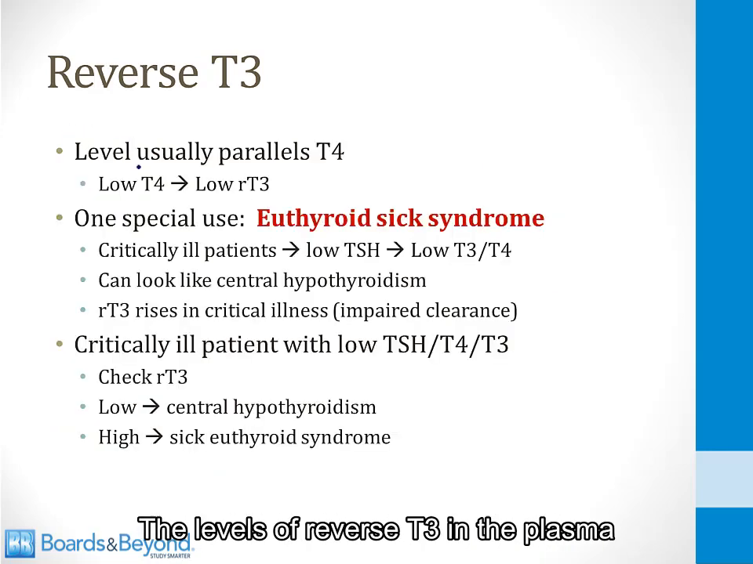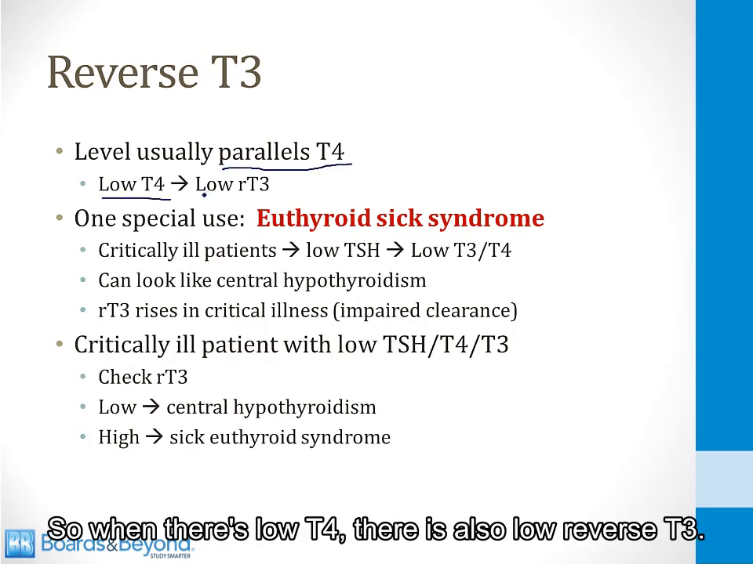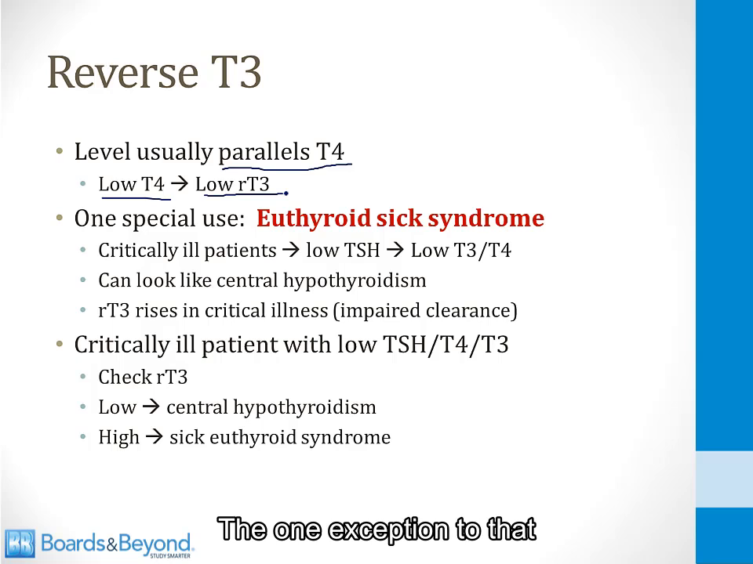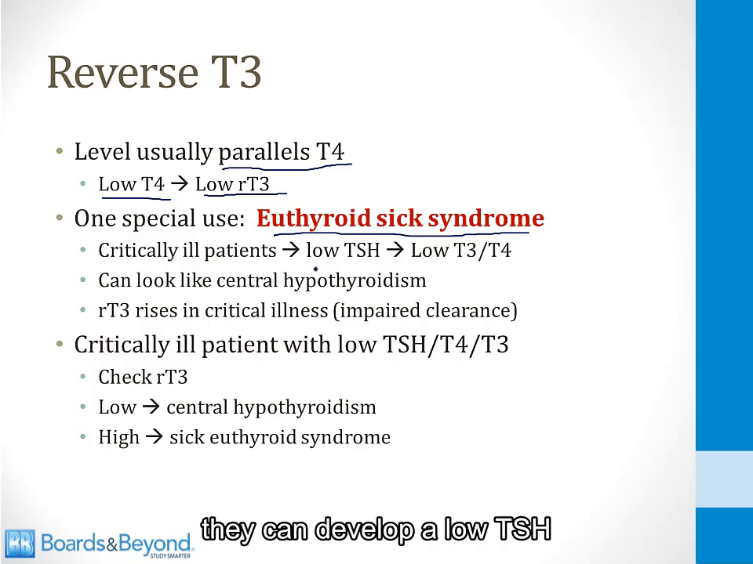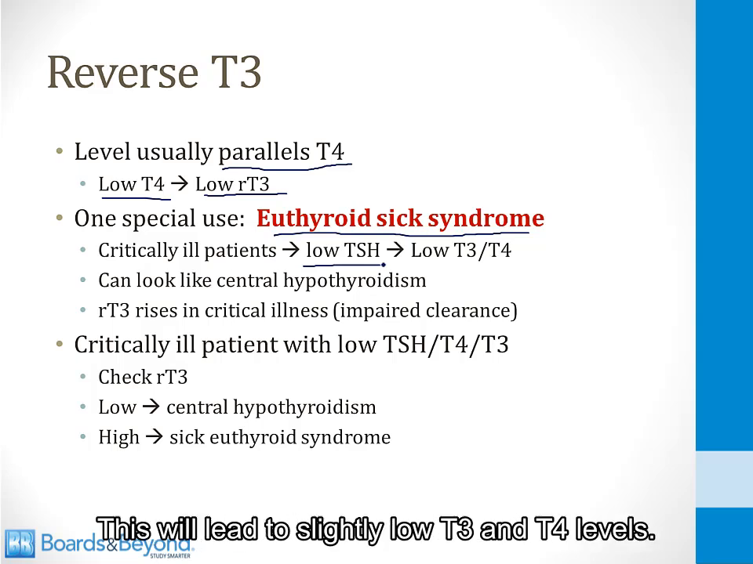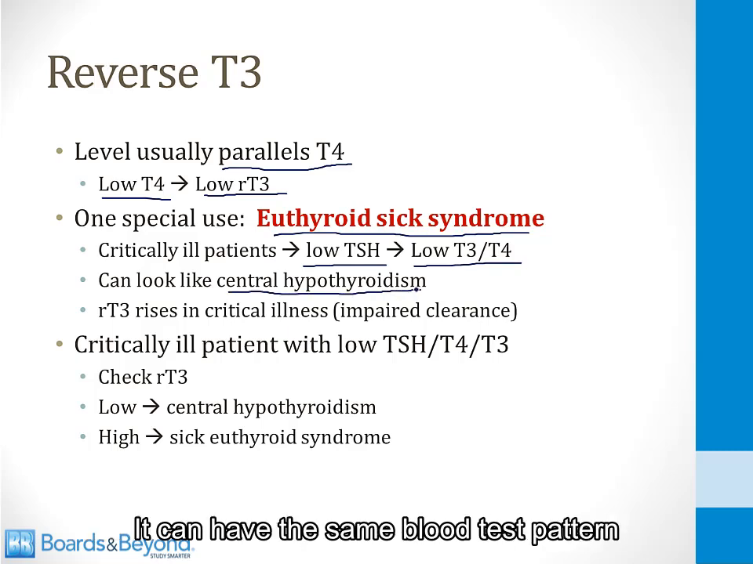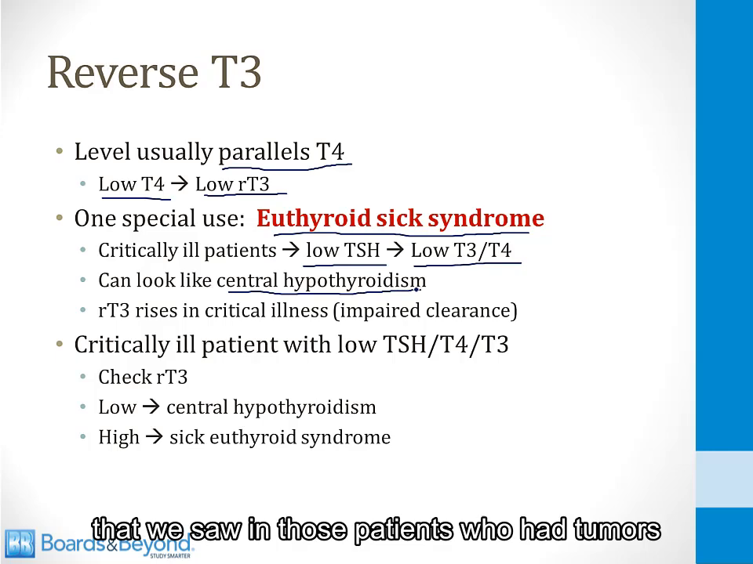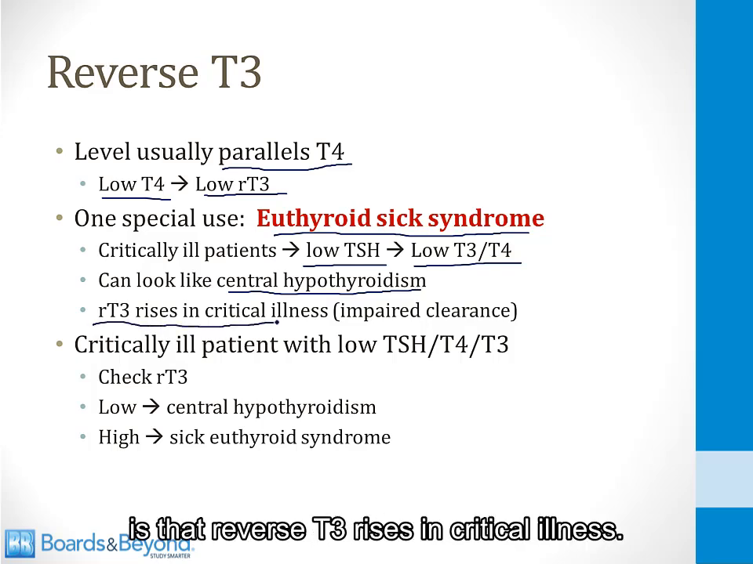The levels of reverse T3 in the plasma usually parallel the level of T4. So when there's low T4, there is also low reverse T3. The one exception to that is something called the euthyroid sick syndrome. In patients who are critically ill, they can develop a low TSH related to their critical illness. It is not due to a central or primary problem with the thyroid gland. This will lead to slightly low T3 and T4 levels, and this can look just like central hypothyroidism. It can have the same blood test pattern that we saw in those patients who had tumors of the pituitary or the hypothalamus. The one difference is that reverse T3 rises in critical illness.